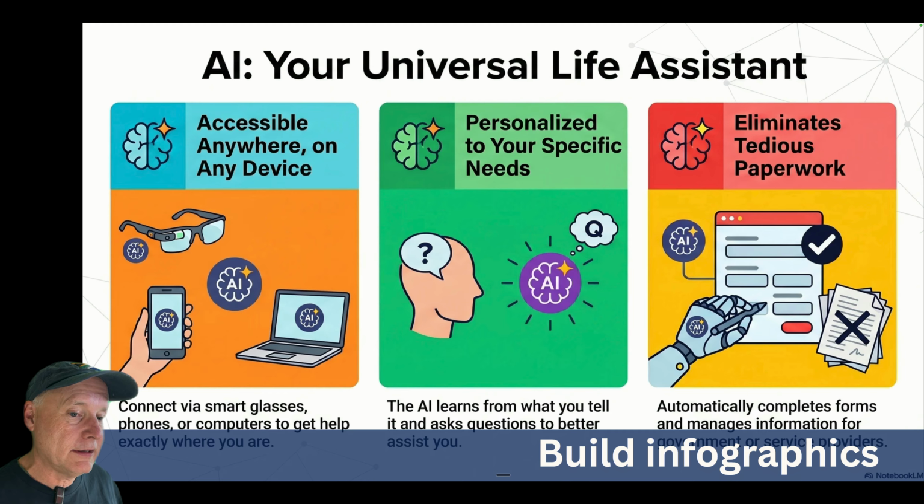One of my favorite things is to use it to build infographics. There's different ways to do it. My current favorite is Google Notebook LM, which built this. And I just basically asked it to give me an infographic. It's regarding AI as your universal life assistant. And you can see here, that's what it did.